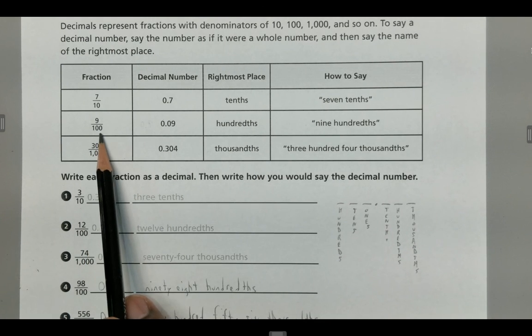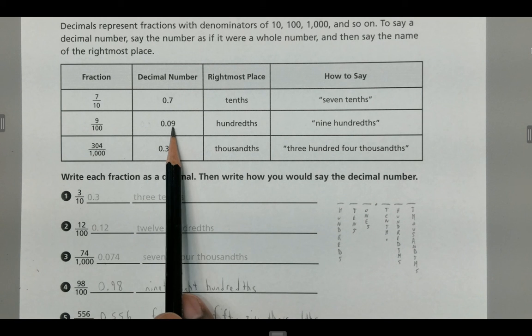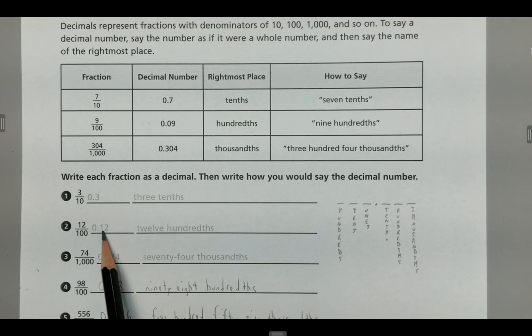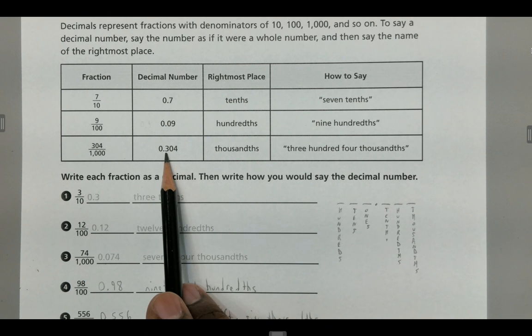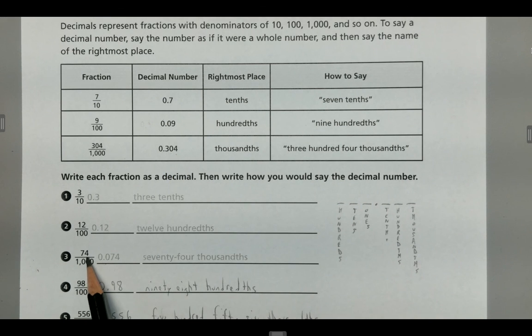Number 2, 12/100. That looks a lot like this example, where the 9 was over here. You had 0.09. Here you have the 1 and 2 for the 12 after the decimal point. The 2 is sitting in the hundredths place, so altogether I read this as 12 hundredths. Number 3, 74 thousandths, a lot like this example. Here I had 304 as my numerator, so these 3 digits were 304. Here I've got 74 as my numerator, so there's a 0 over here, isn't there? I'm going to insert these digits: 0 in the tenths place, 7 in the hundredths place, 4 in the thousandths place. I read this as 74 thousandths.